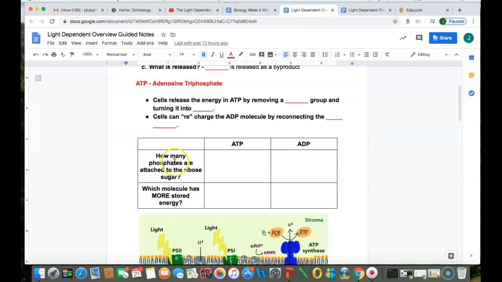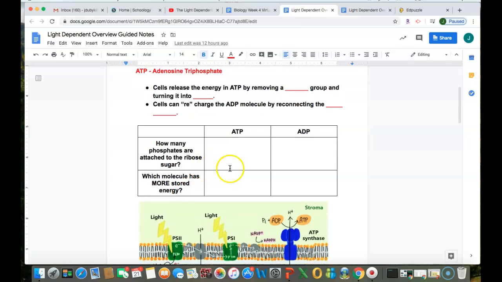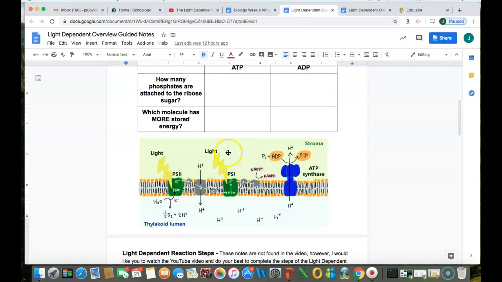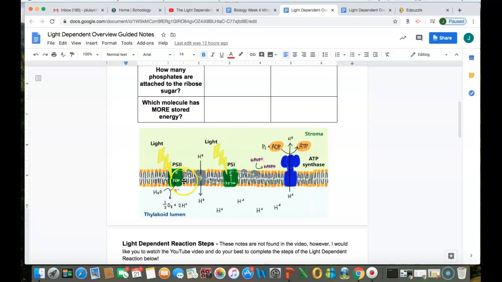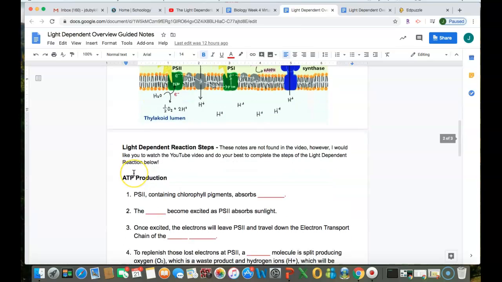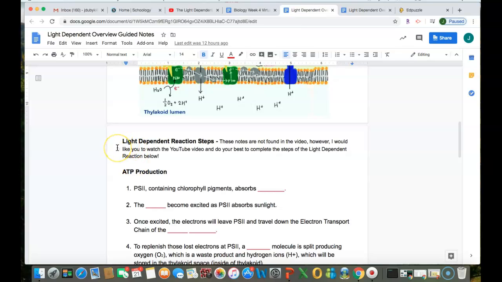So again, how many phosphates are attached to the ribose sugar in the ATP molecule versus ADP, and which molecule has more stored energy. That's pretty important. I need you to understand that. You have a simple diagram here of the light dependent reaction, so make sure you watch the video and you really understand this process. And then here are the light dependent reaction steps.